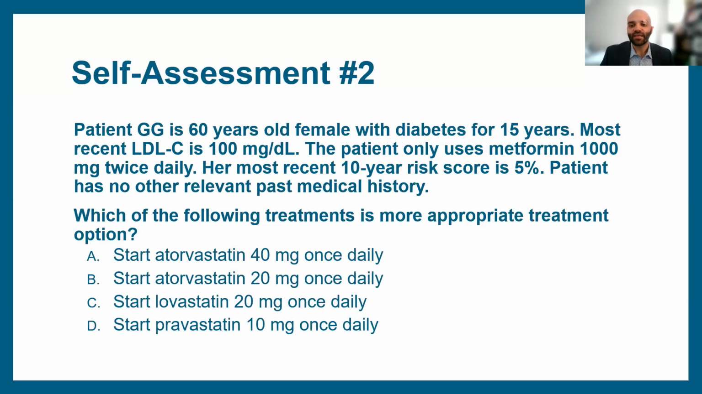But looking at this patient again, 60 years old with diabetes, so we know they're going to that diabetes benefit group. Fifteen years really puts us in a place where they potentially have a risk enhancer. So I really wanted this to be able to go either way, which is partially why I chose it this way.